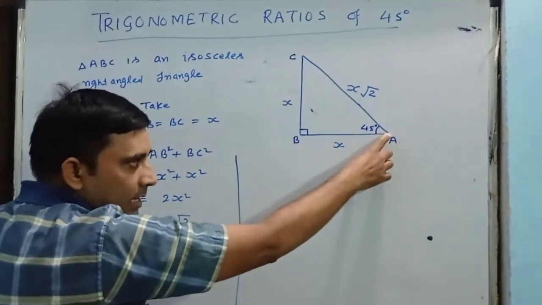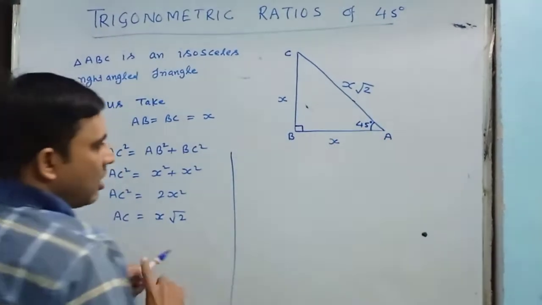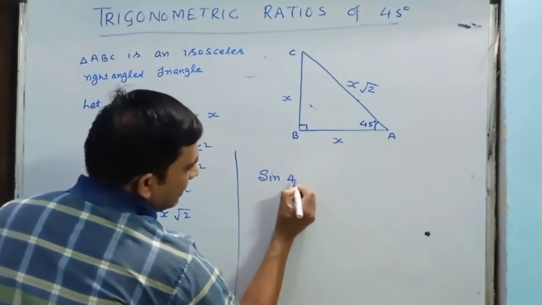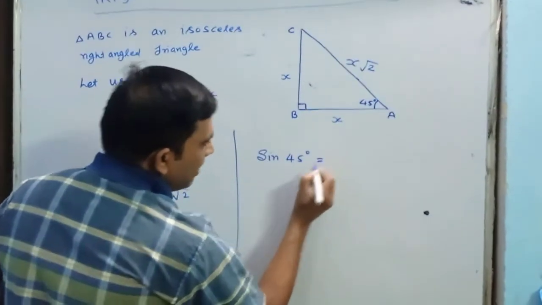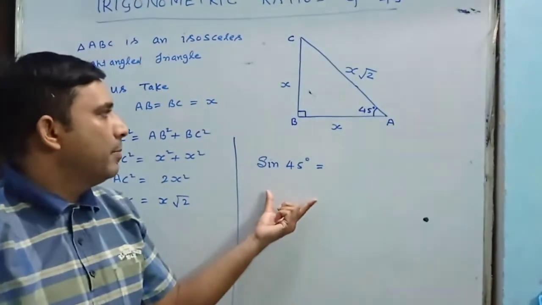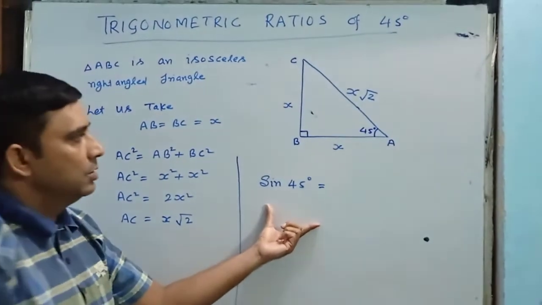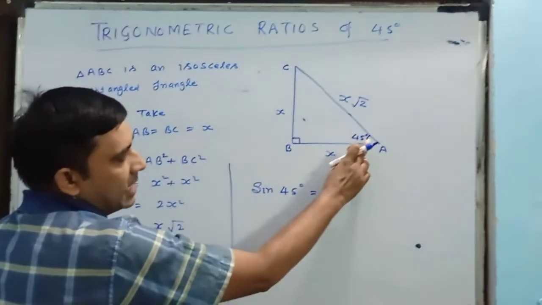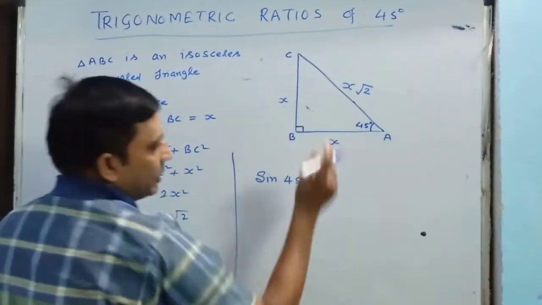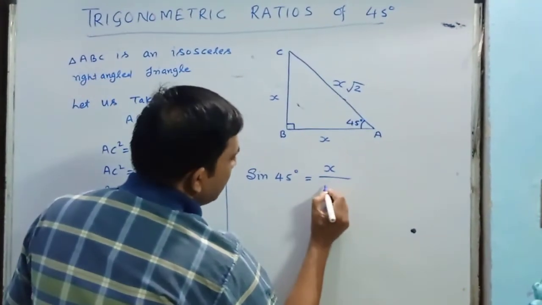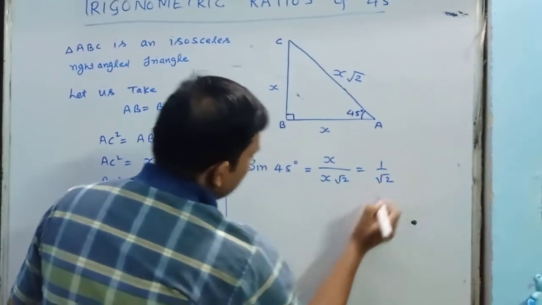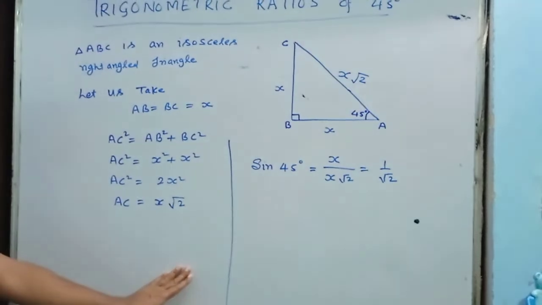I am standing here, I am looking from this point, and now we will calculate the value of sine of this angle, means sine 45. By definition, what is the sine of an angle? It is nothing but the ratio of perpendicular to hypotenuse. So what is the perpendicular? If I am looking from this point, then it is perpendicular and it is hypotenuse. So this is x by x root 2, that is 1 by root 2. So the value of sine 45 will be 1 by root 2.